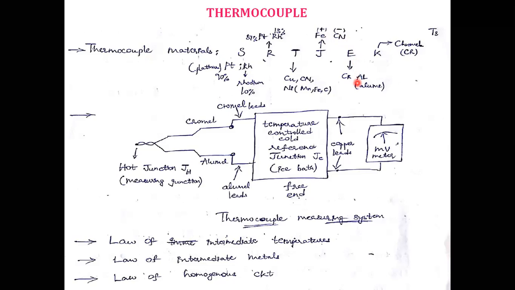And E type is chromel and aluminum. K type is chromel, like that. There are different types of thermocouple materials. For each thermocouple the range is different: S type range is different, R type is different, T type is different, J type is different. Depending on the maximum temperature we need to measure, we use these different types of thermocouples available in the market.